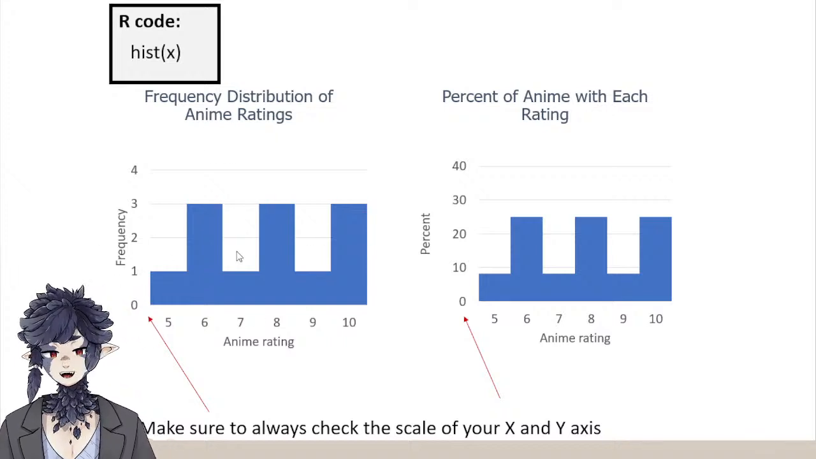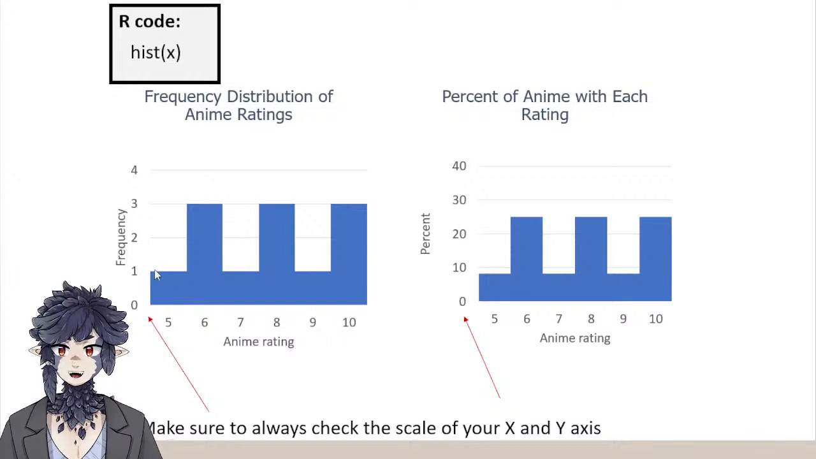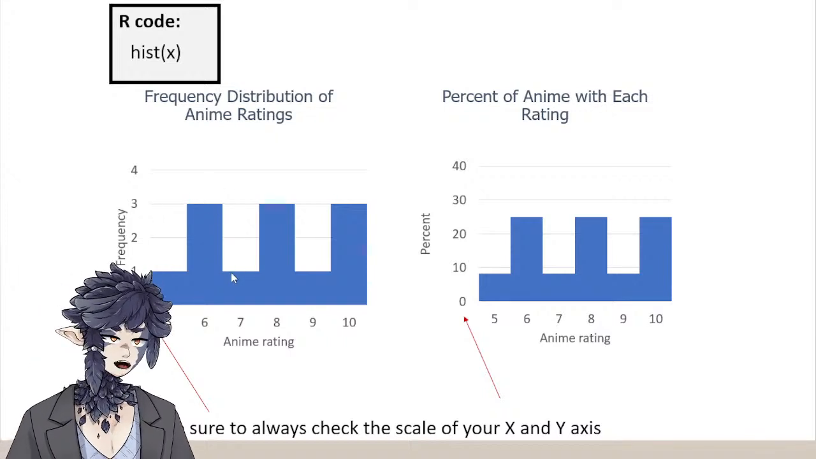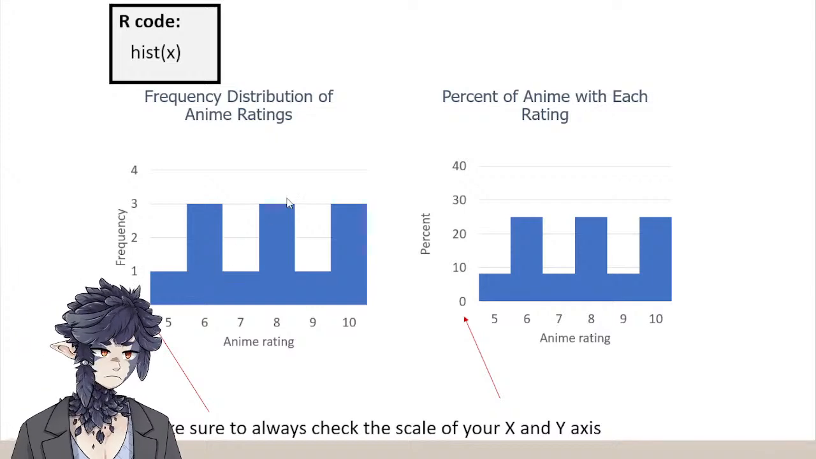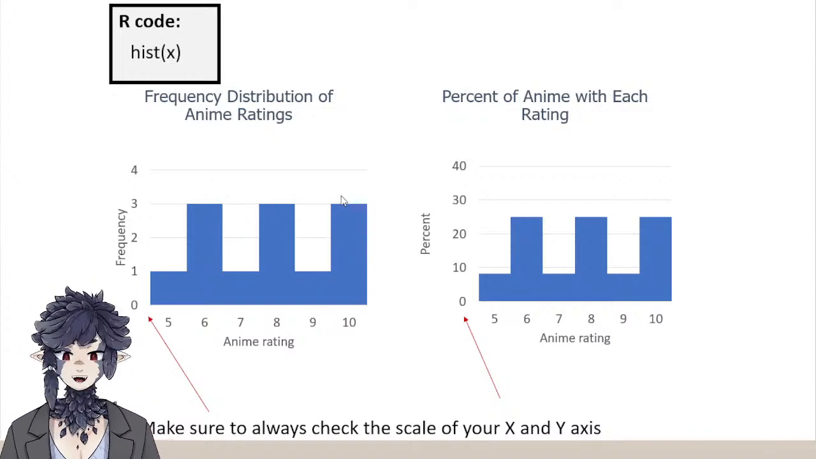So let's say this is a different set of 12 anime ratings. In this set, there was one anime that was rated a 5, 3 anime that were rated a 6, 1 that was rated a 7, 3 that were rated an 8, 1 that was rated a 9, and 3 that were rated 10.